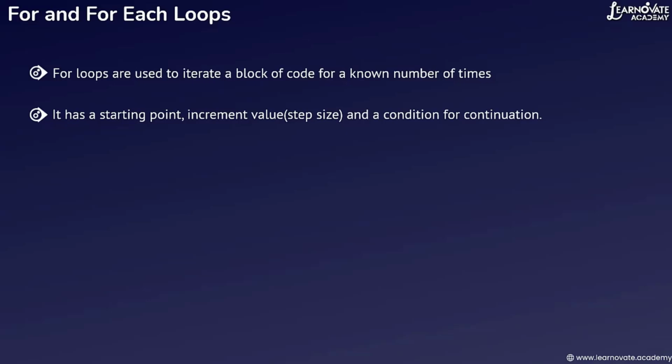So what's a for loop? The for loop is a fundamental control structure in Java which is used to execute a block of code repeatedly for a known number of iterations. It gives you complete control over the loop. You can define the starting point, the condition for the continuation, and the step size.